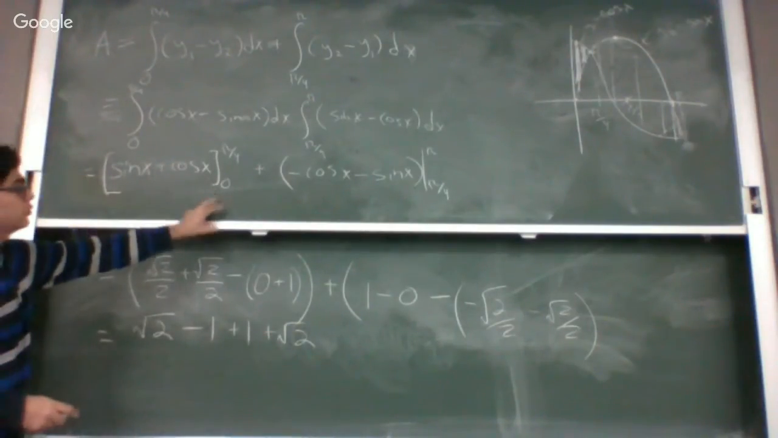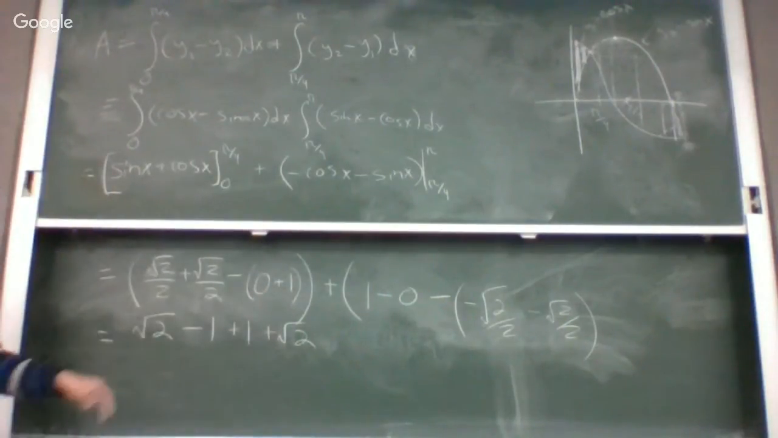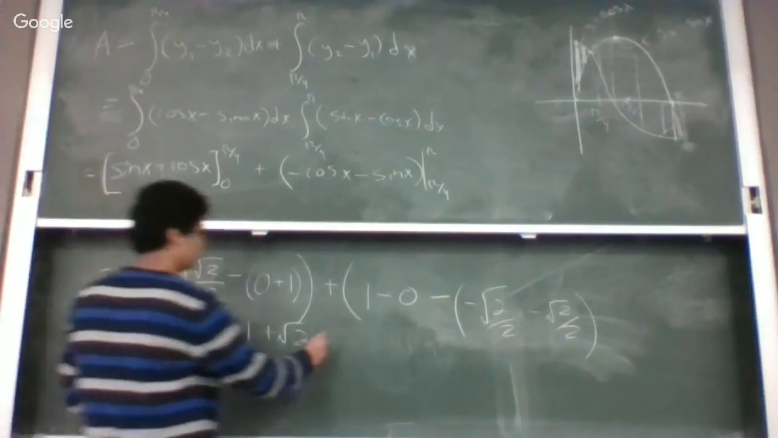Cosine of 0 is 1. So minus the quantity when we plug in 0. So this is 2 over 2.